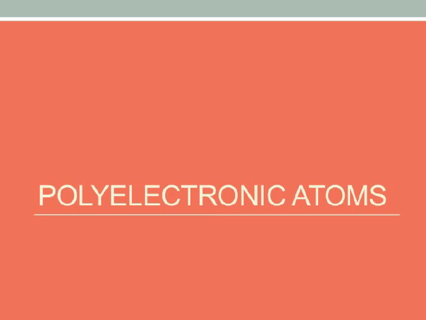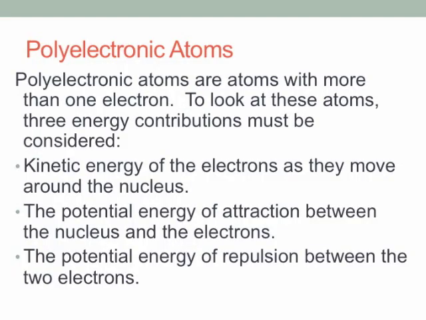Polyelectronic atoms are everything but hydrogen. This is an atom that has more than 1 electron. Poly means many, therefore these are atoms with many electrons. To look at these polyelectronic atoms, 3 energy contributions must be considered. 1. Kinetic energy of the electrons as they move around the nucleus. 2. The potential energy of the attraction between the nucleus and the electrons. And 3. The potential energy of repulsions between the electrons.